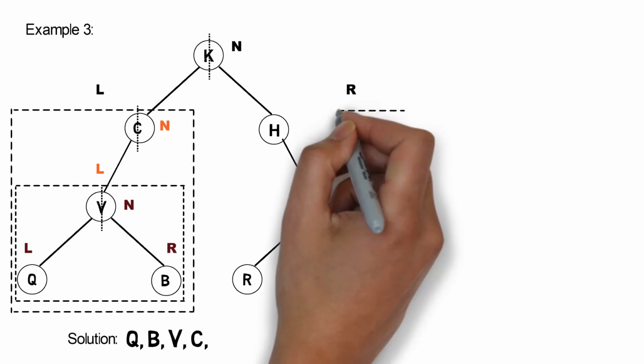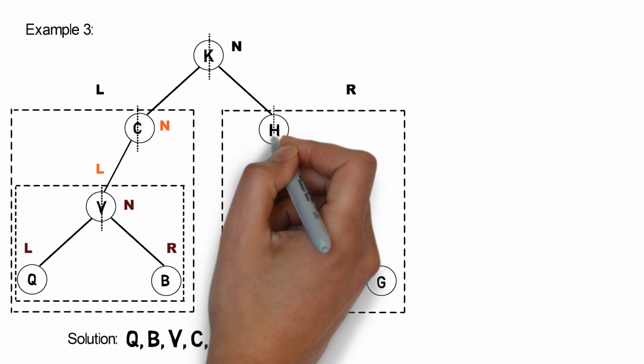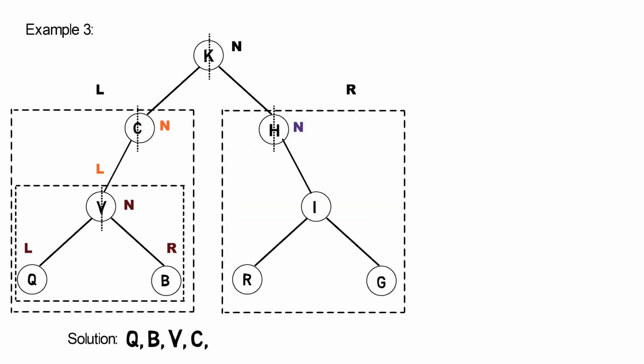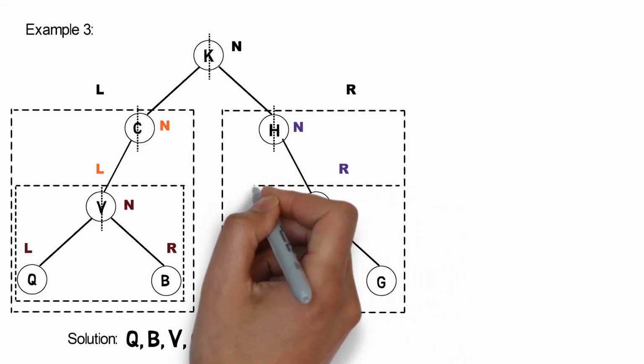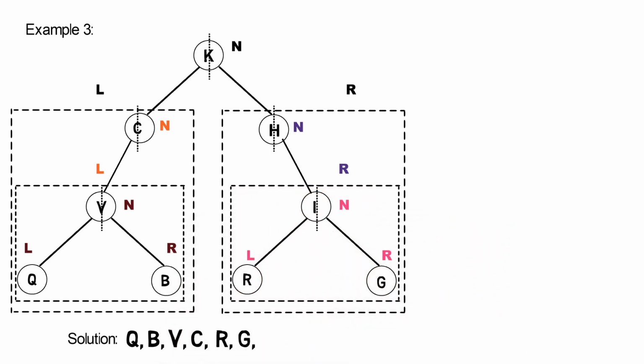From here, we go to the right subtree. H becomes the root node here with a right subtree with no left subtree. Therefore, we have to traverse the right subtree as RGI and then finally pen down our root node K at the last point of contact. Example 4.